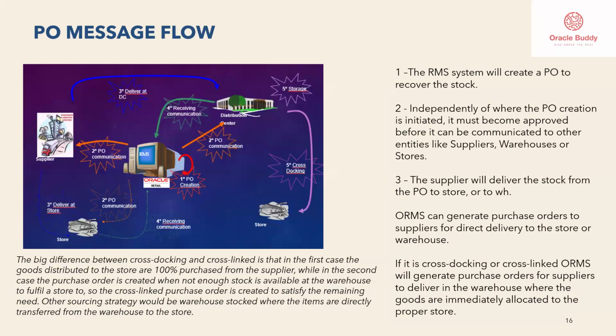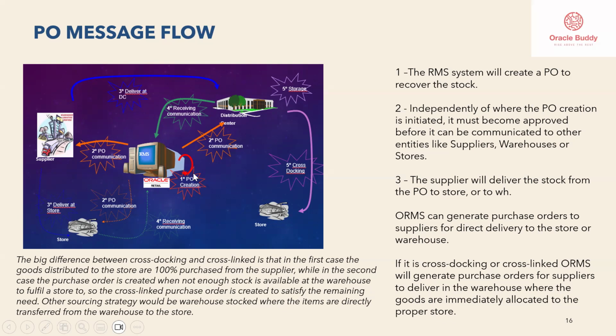Next is PO message flow. So once the PO is created in our system, it needs to flow to the different external systems like suppliers and distribution centers like warehouse and stores. So when the RMS system creates a PO to recover the stock, you can see on the screen. So this is our RMS, where the first step is PO creation.